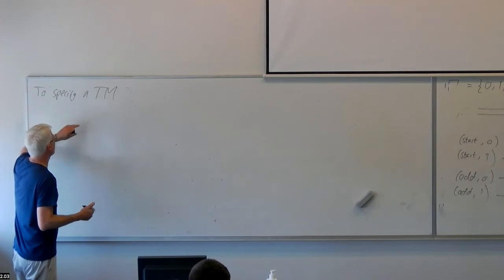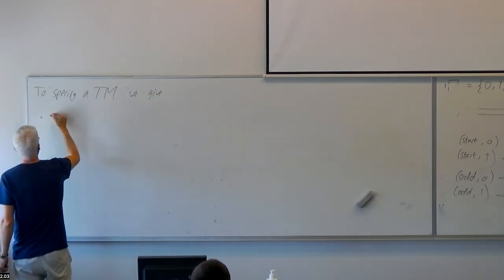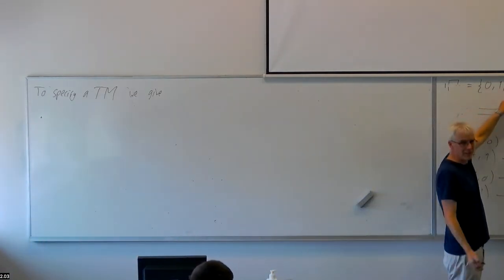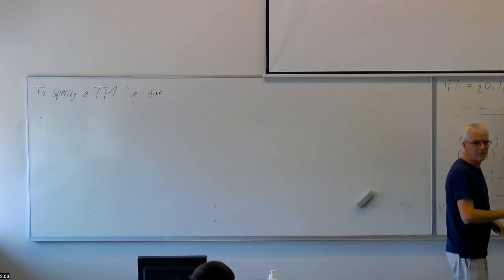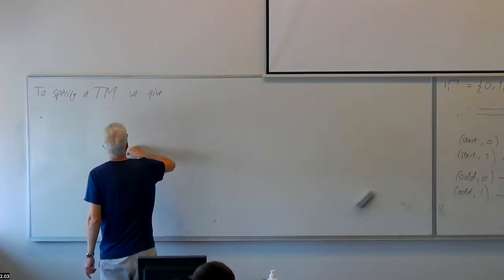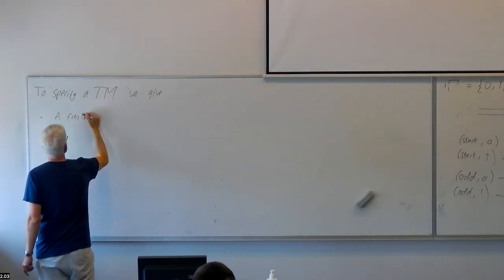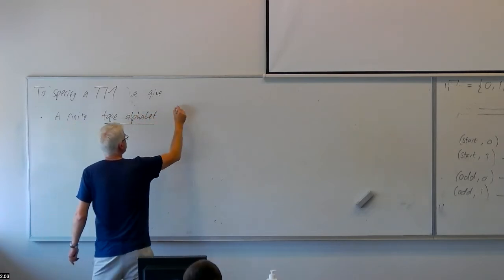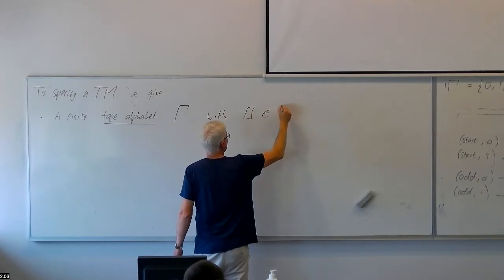Anyway, to specify a Turing machine, we give a finite tape alphabet. The tape alphabet always has the blank symbol because you always require all but finitely many squares of the tape to be blank. But you're allowed to have any other finite set of symbols for your alphabet, so you don't need to restrict to binary words. So we give a finite tape alphabet, traditionally called capital Gamma, which always contains the blank square.